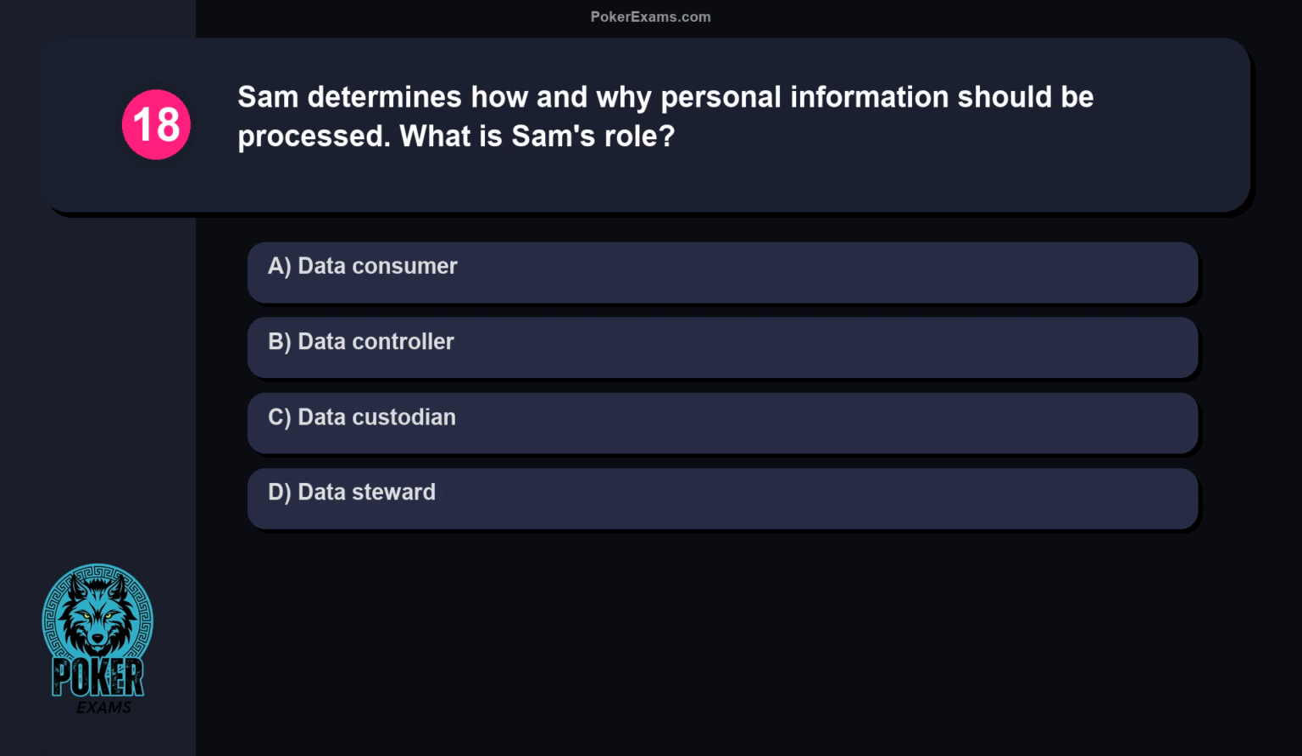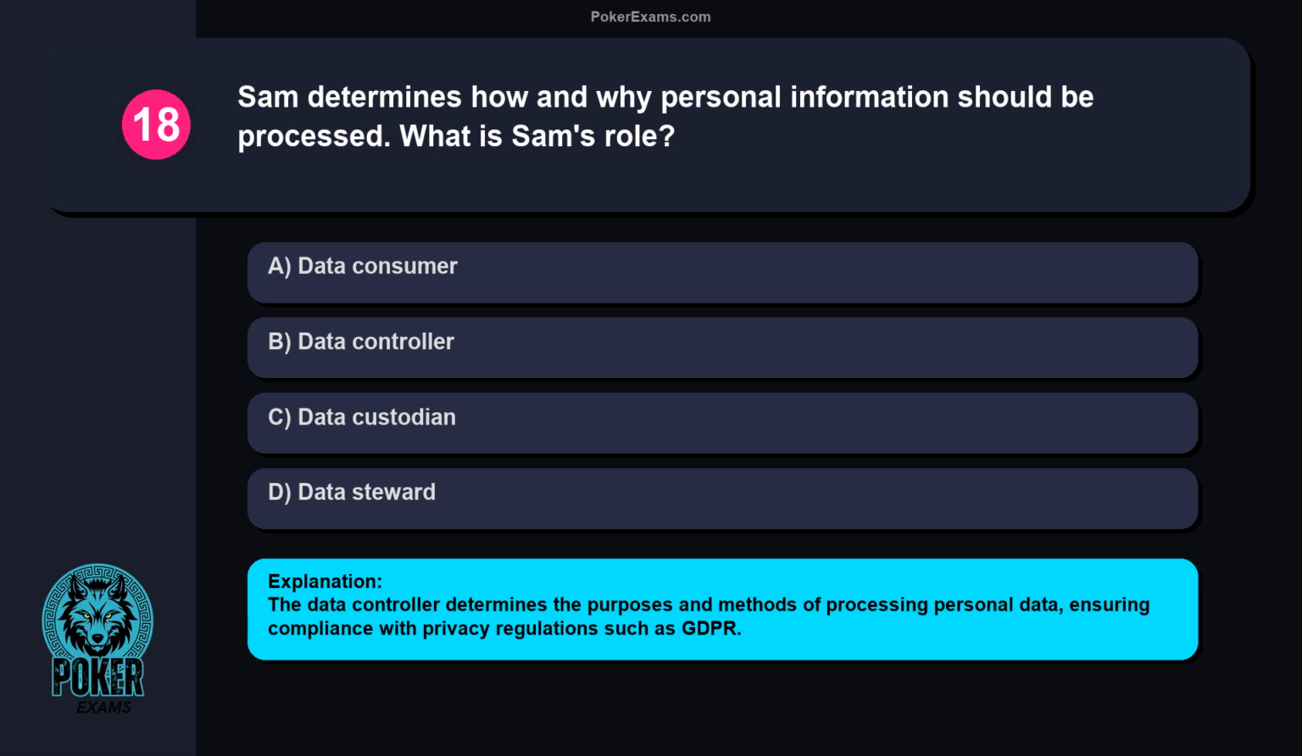Question 18. Sam determines how and why personal information should be processed. What is Sam's role? Data consumer, data controller, data custodian, data steward. The data controller determines the purposes and methods of processing personal data, ensuring compliance with privacy regulations such as GDPR.